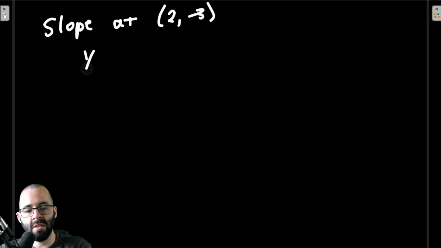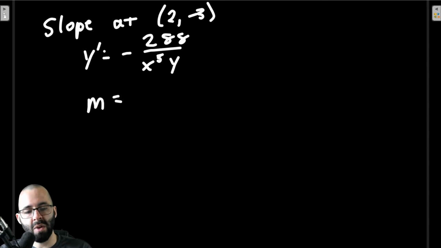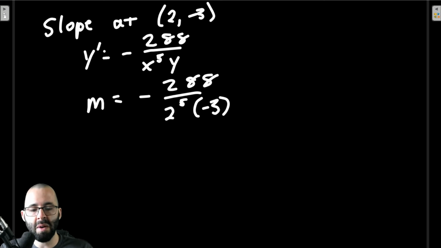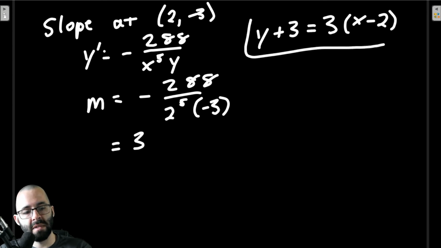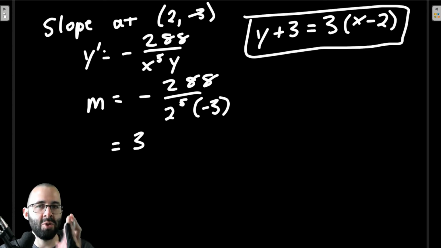Again, I'm just going to copy down the derivative. The derivative was -288 over x to the 5th times y, I think. So at (2, -3), the slope, we can think about it as m if we want, is -288 divided by 2 to the 5th, which is still 32, times y, which is -3. So it's the same number, just now we have a negative, so it becomes positive. So again, y minus the y coordinate is going to be y plus 3, subtract a negative, add a positive, equals the slope, which is 3, times x minus the x coordinate, which is 2. So we got 2 tangent lines for you here.